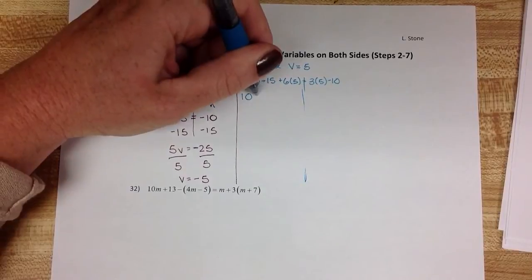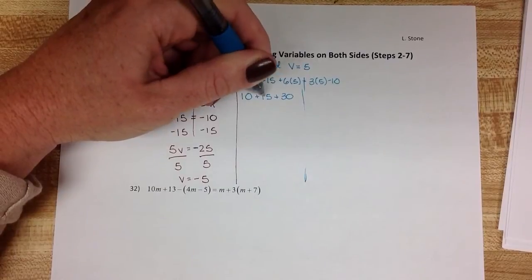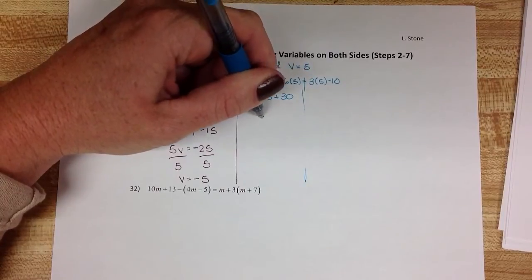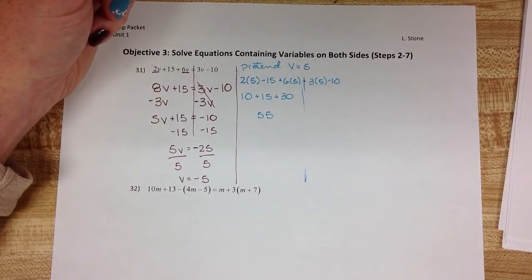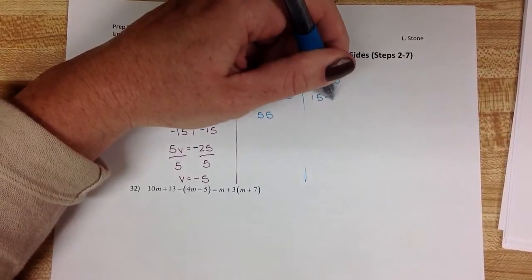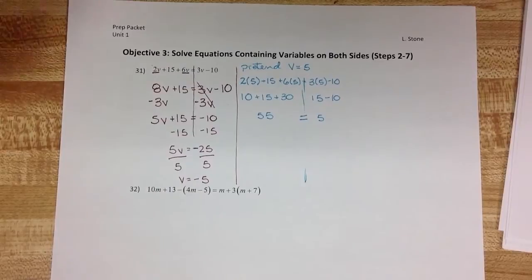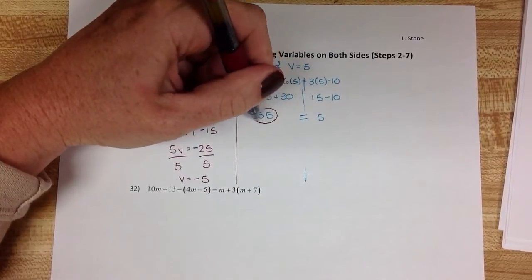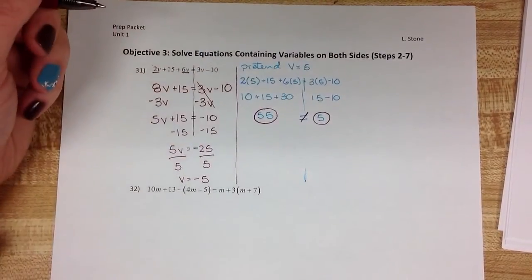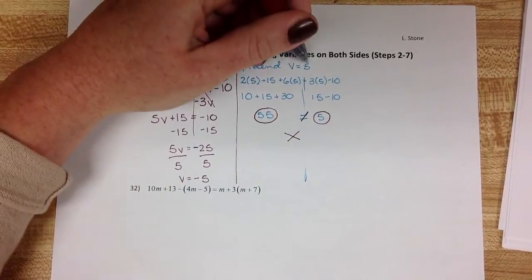2 times 5 is 10, plus 15, plus 6 times 5 is 30. And 10 and 15 is 25, plus another 30 is going to equal 55. Over here on the right side, I have 3 times 5 equals 15. When I take 10 away, I get 5. So here's where the problem lies. On the left side, when I simplified it, I got a 55. On the right side, I got a 5. And those things are not the same. So this answer doesn't check. 5 is not the correct answer.